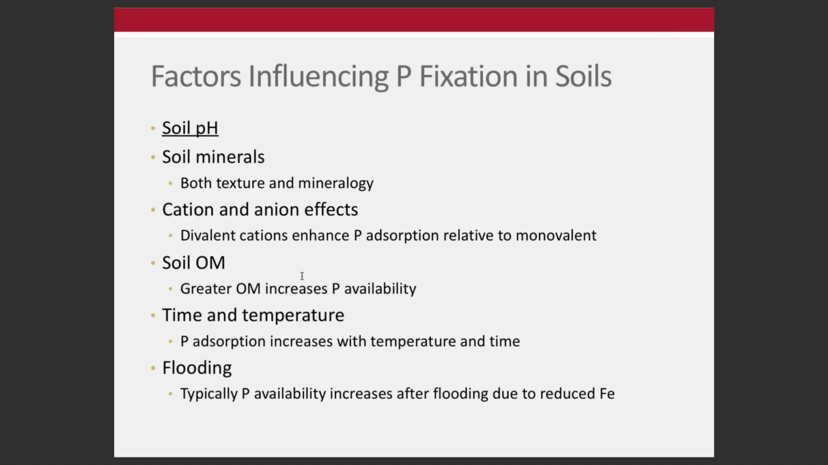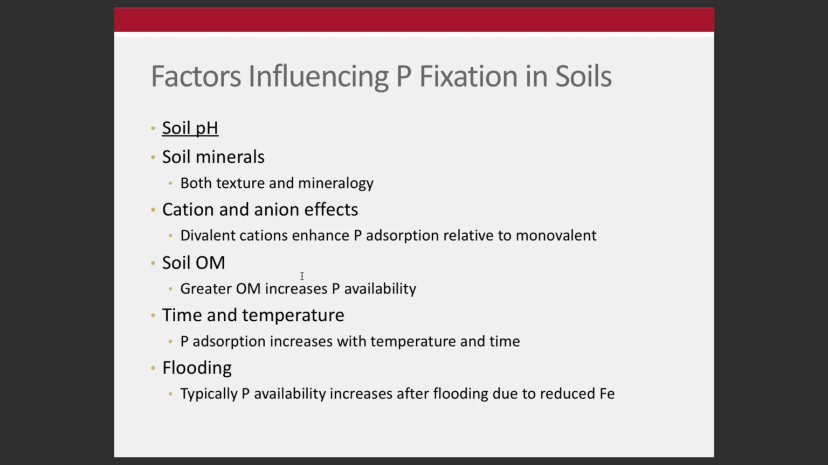So phosphorus fixation, again, as the collective process of adsorption and precipitation, is controlled by a number of factors in soil, pH being first and foremost, and one of the things that we have a lot of control over. Soil minerals, both the texture, like how much sand and clay, and what the mineralogy of that clay and silt might be, have important effects. Cation and anion effects: divalent cations enhance phosphorus adsorption relative to monovalent cations, so 2 pluses versus 1 plus.